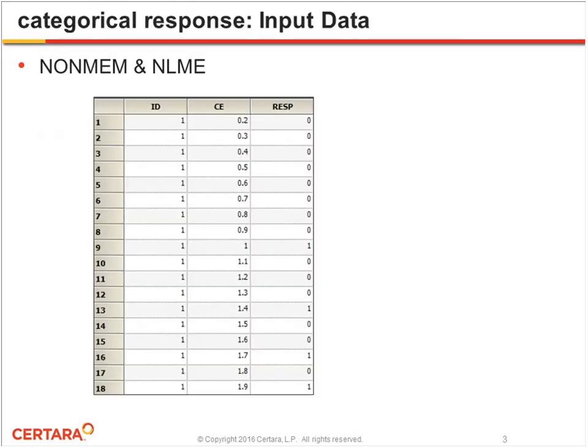Let's move on. So here's the input data for this. It's very simple. It looks much like a typical PD input: ID, concentration, and response. So these three columns. The first one is obviously the subject ID. And then we have one column for the concentration, CE. And finally, one column for the effect response, ESP. And the major difference to traditional PD data is that in this column, you only see zeros and ones for the binary response.